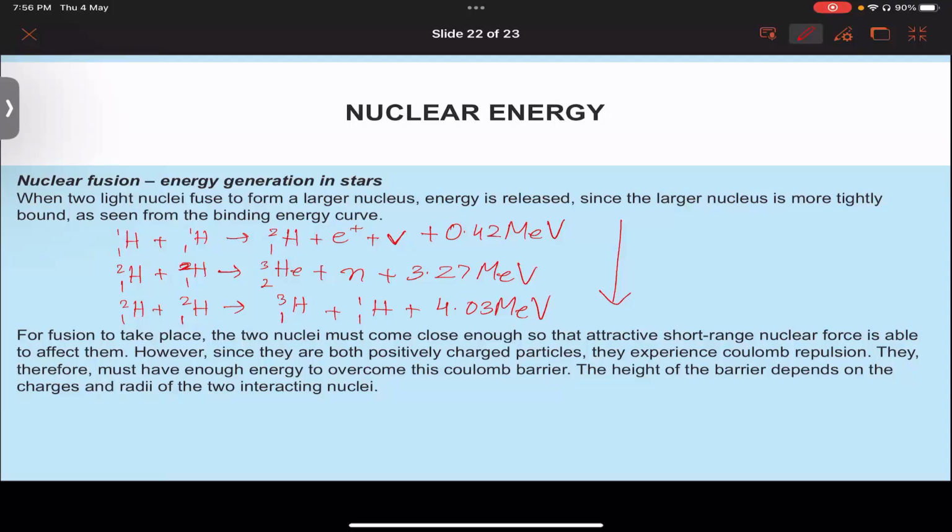The energy needed to overcome this barrier must be higher. The height of this Coulomb barrier depends on the charges as well as the size or radii of the two interacting nuclei. So you can see that it has to be around 400 kilo electron volts, and it will usually be higher for nuclei with higher charges.